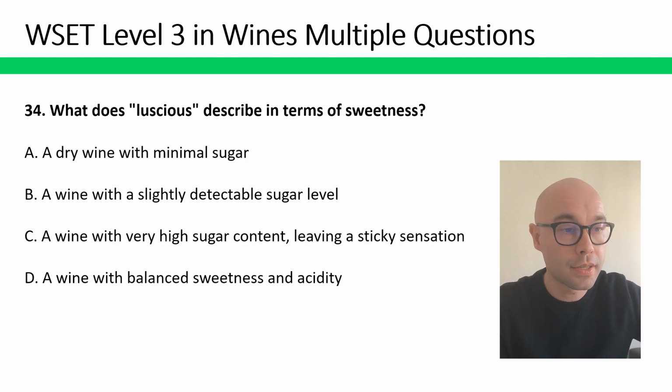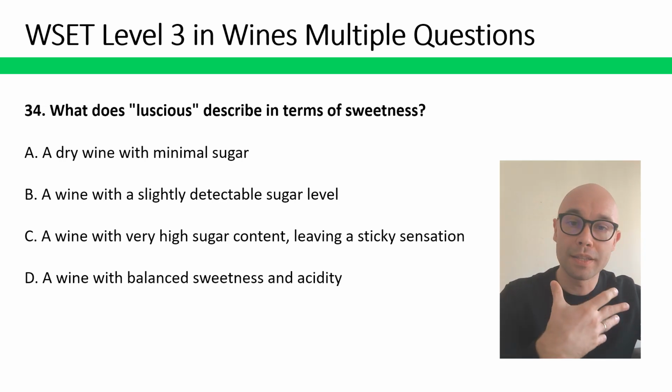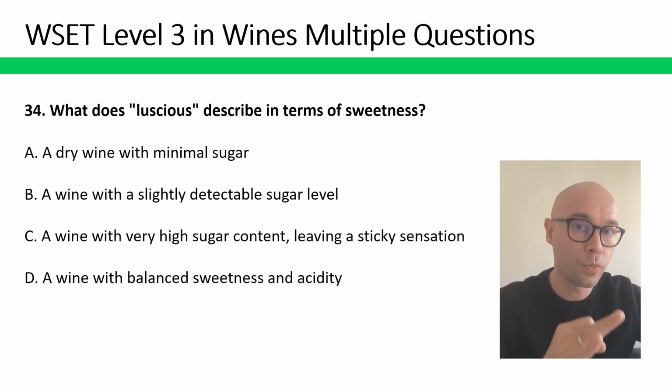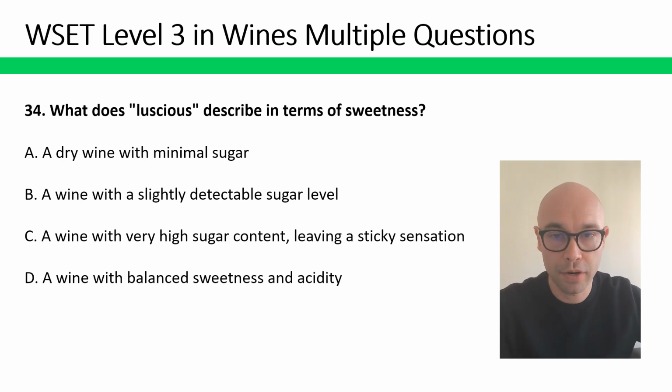What does luscious describe in terms of sweetness? A dry wine with minimal sugar, a wine with slightly detectable sugar levels, a wine with very high sugar content leaving a sticky sensation, a wine with balanced sweetness and acidity. The correct answer is C, a wine with very high sugar content with sticky sensation. The wine still will be balanced, or should be balanced for an outstanding wine, things like Tokaji and Sauternes.